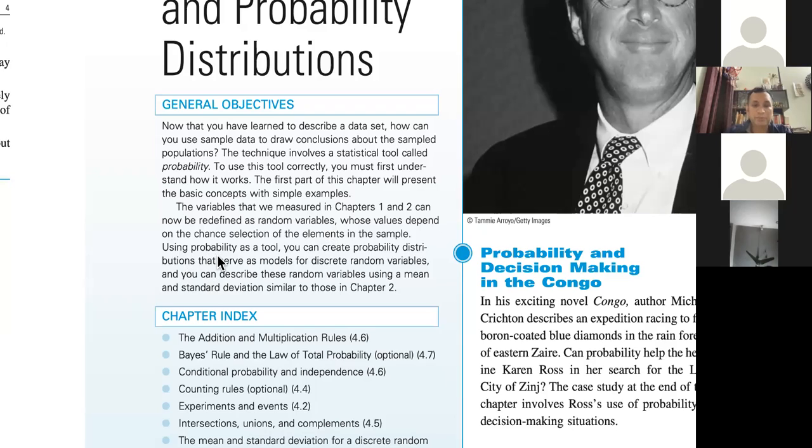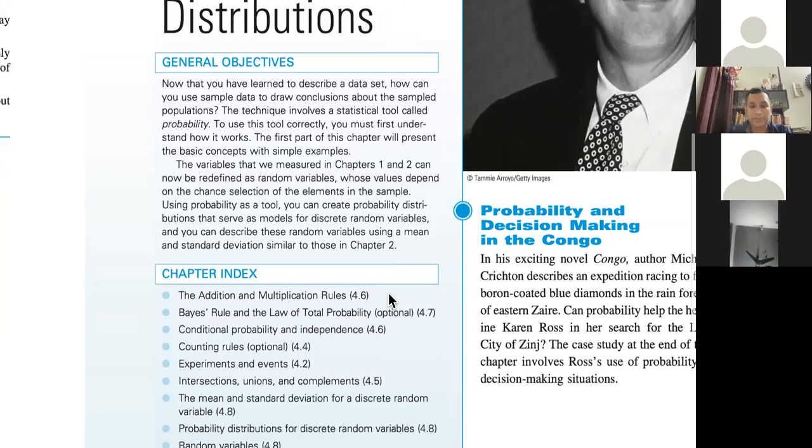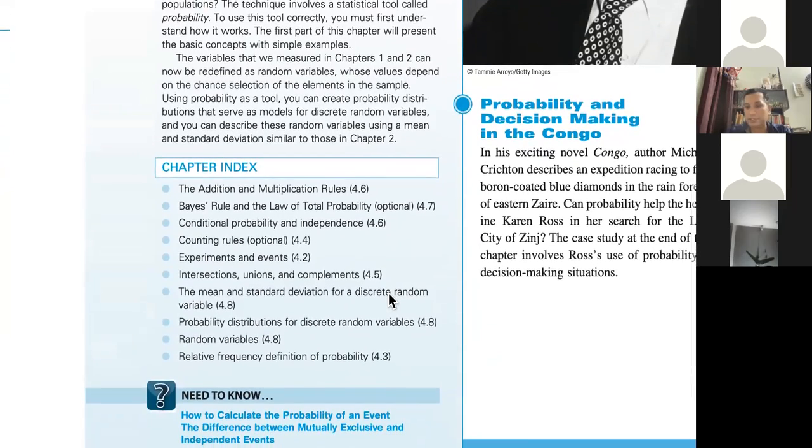So using probability as a tool, you can create a probability distribution that serves as a model of a discrete random variable. You can describe this random variable using a mean and a standard deviation, similar to those in chapter 2. So these things we can discuss later on.